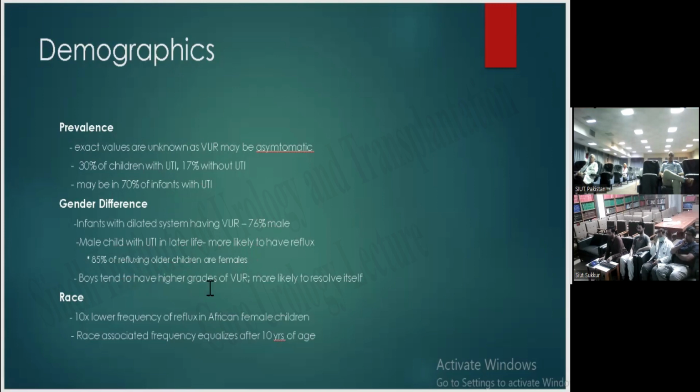Boys tend to have higher grades of VUR and it is more likely to resolve by itself. There is a 10 times lower frequency of reflux in African female children. Race-associated frequency equalizes after 10 years of age.